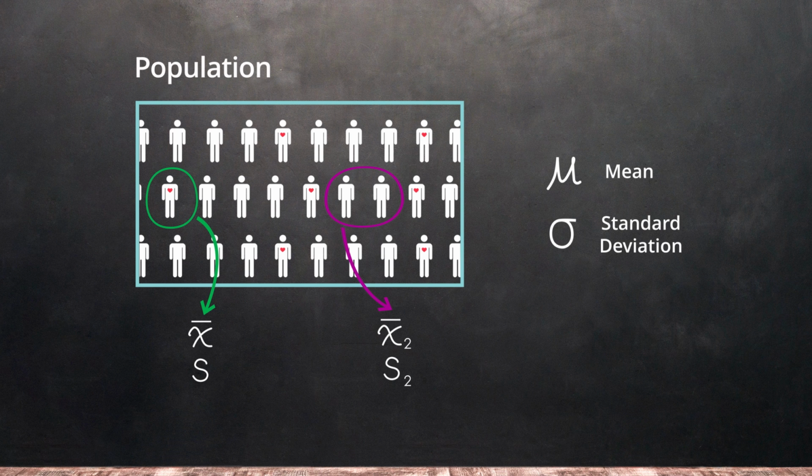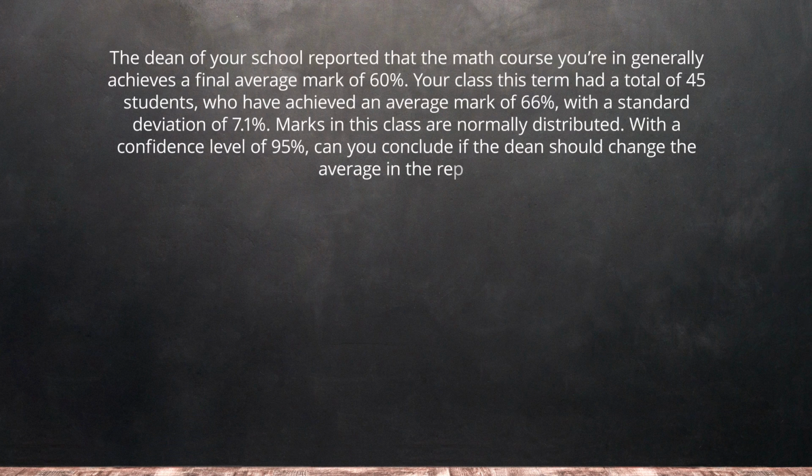In a hypothesis test, we are trying to use our sample information to make an inference about our population. Commonly, we want to see if we can use our sample mean to infer something about the population mean. Let's consider the following example.